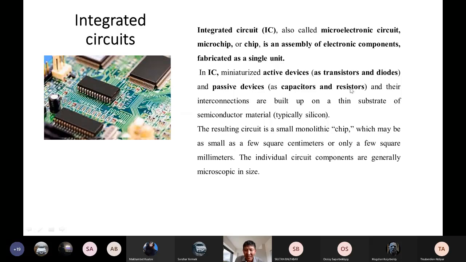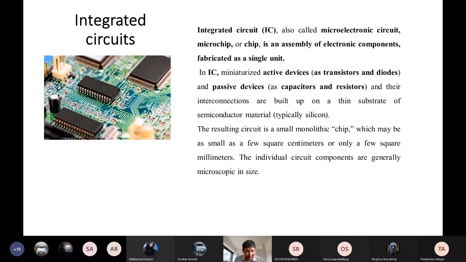Capacitors and resistors. Okay, in Russian, transistor is транзистор, diodes is диод, capacitors is конденсатор, resistors is резистор. Of course they're wired and built up and perform some functions in the digital system. So mostly an integrated circuit is based on a silicon chip. Silicon is кремний in Russian.